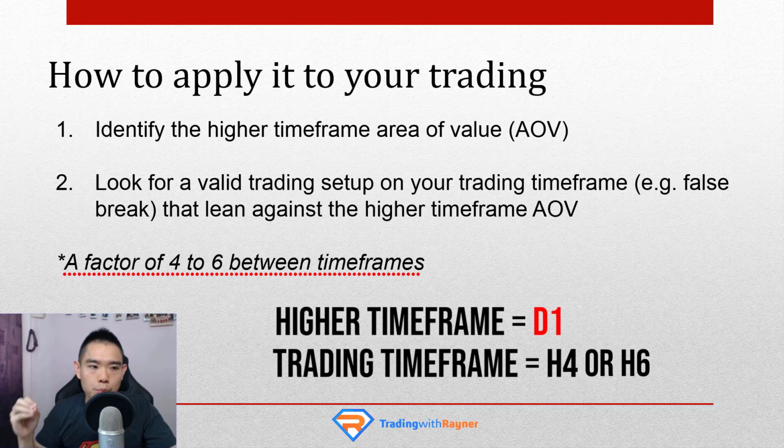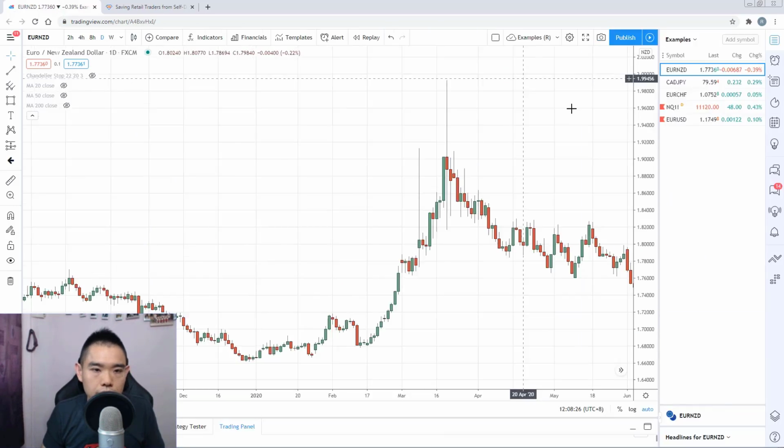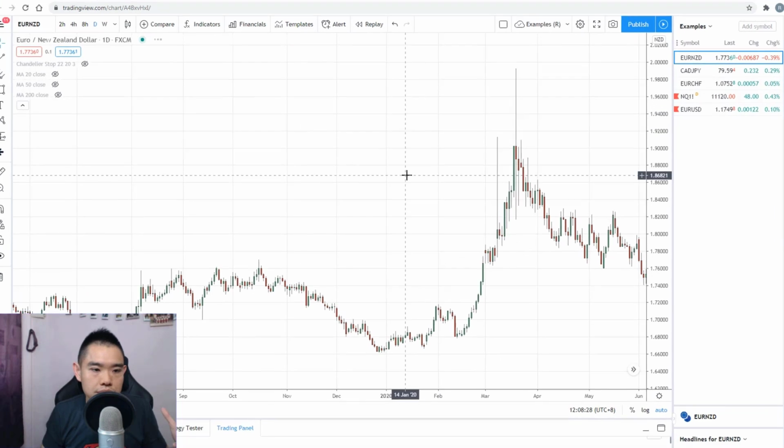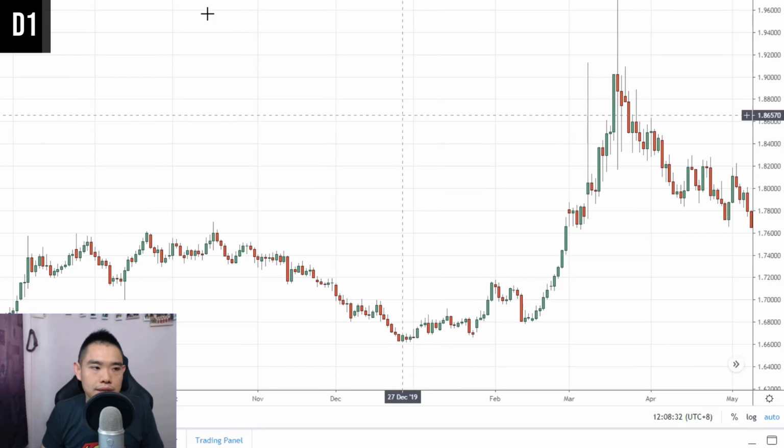Okay, so with that said, how do we apply this to get sniper trading entries? Let me share with you a few chart examples, shall we? The first one is Euro New Zealand. This is the daily time frame, and let's say we are using this as our higher time frame. Let me just draw out the area of value here.